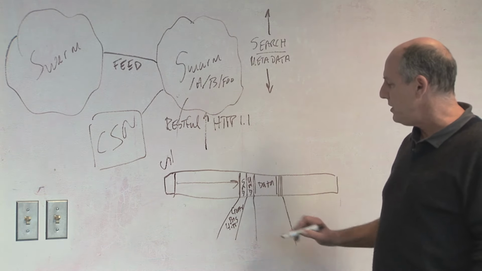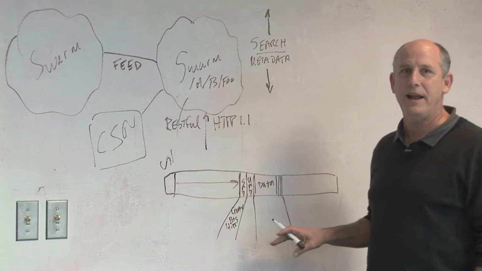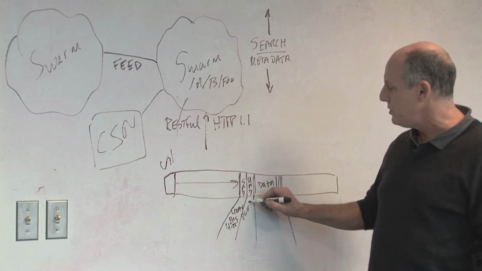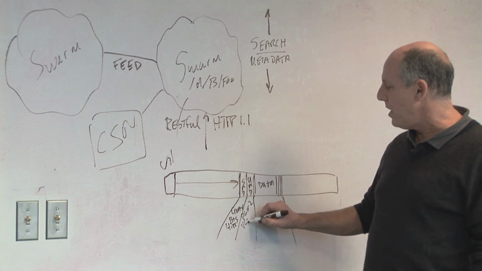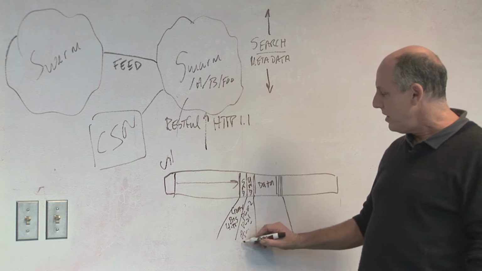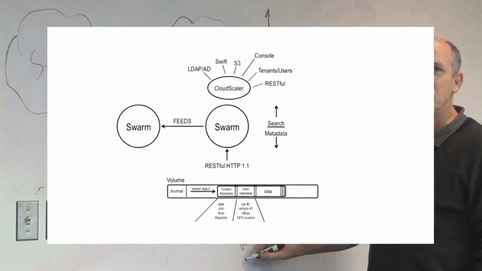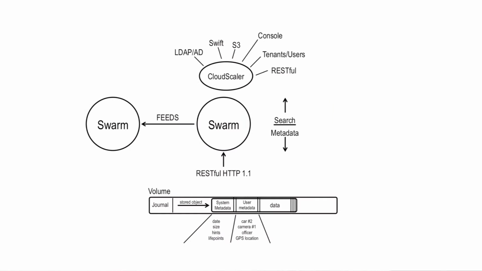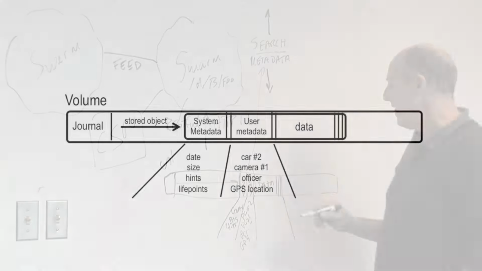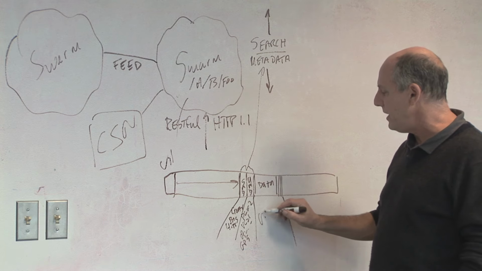The user metadata is whatever you want. The user metadata, you may say, this was police car number 2, video camera 1 in the car, officer so and so driving the car, GPS locations, what coordinates or otherwise. And so now you've got all this metadata, and oh, by the way, both these sets of metadata make it into the search engine, okay? And then the data itself would be the video.